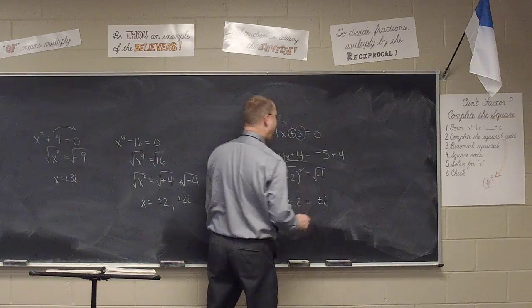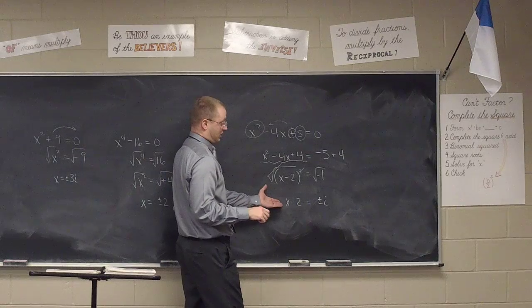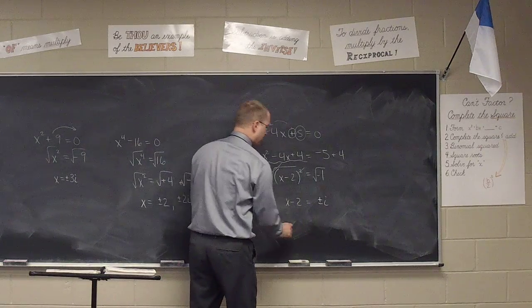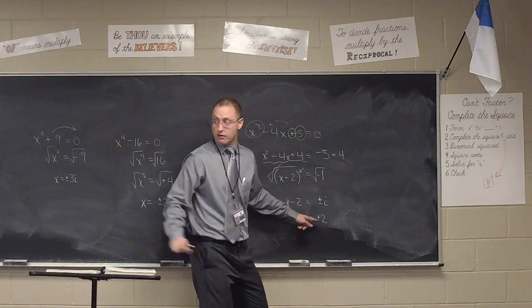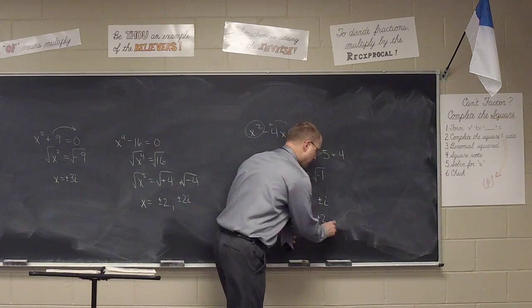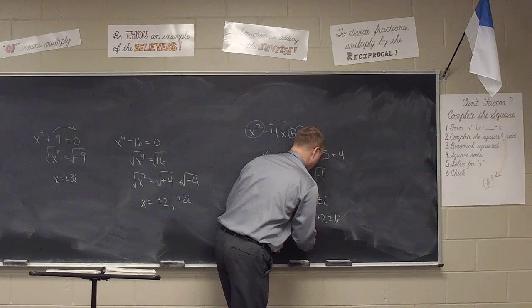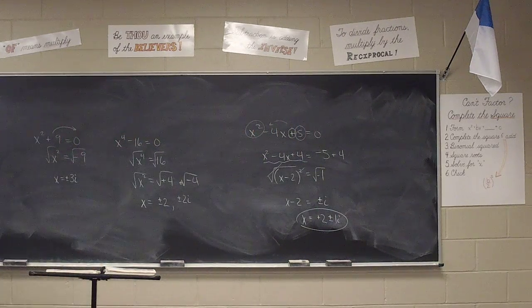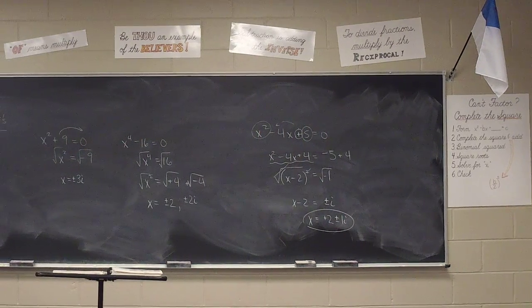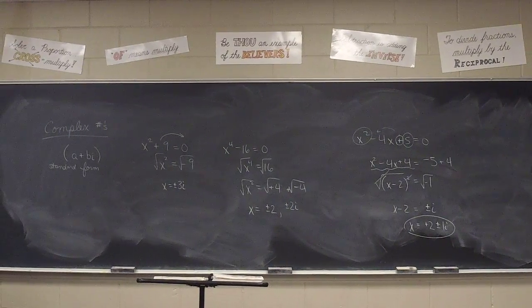Positive and negative i, right? And then to finish it, just get the x by itself, add the 2 to both sides. When I do, I'm going to put the positive 2 here in the real spot, in the spot of the a, and then the b happens to be a 1, so 2 plus 1i and 2 minus 1i are my 2 answers.